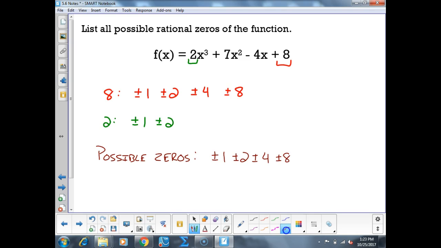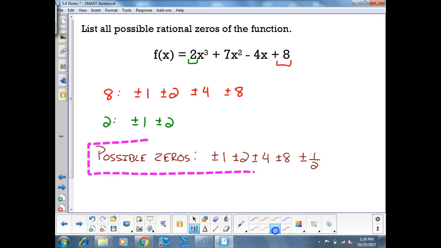Plus or minus 1/2, 2/2, right? But what's 2/2? 1. I already got it. I don't need to repeat it. 4/2, that's 2. I already got it. Don't need it again. 8/2, 4. Already got it. Don't need it again. So that's my list then of possible zeros.